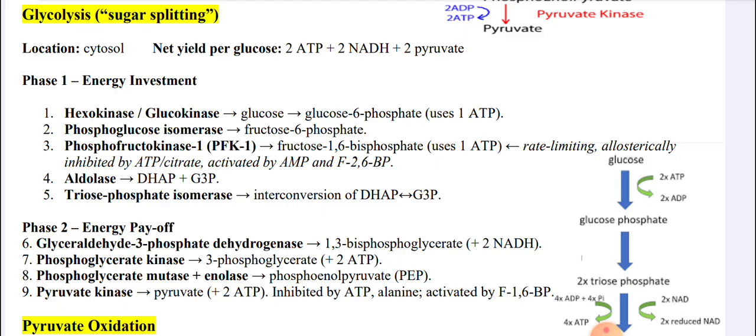So if the cell has lots of energy, high levels of ATP, PFK1 gets inhibited, slows down. Makes sense. Bank's full. Right. And interestingly, high levels of citrate also inhibit PFK1. Okay, citrate, that's from the citric acid cycle, which happens inside the mitochondria. Why does that affect PFK1 out here in the cytosol? That's a really important link.